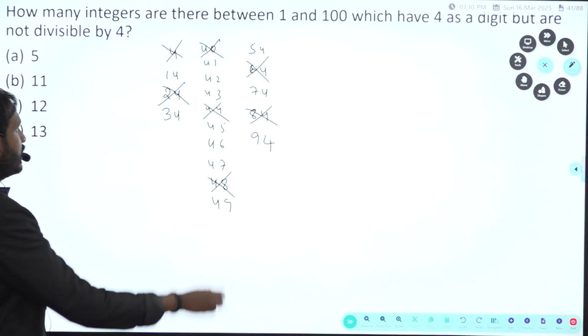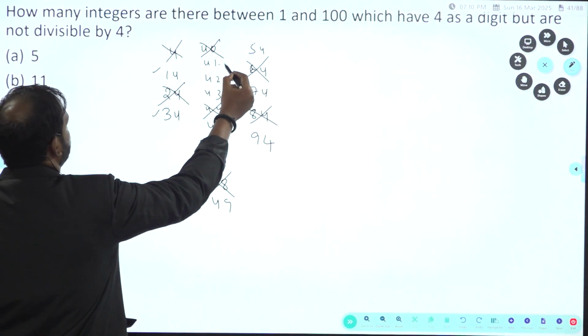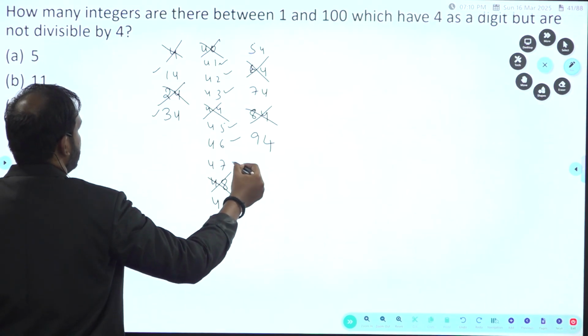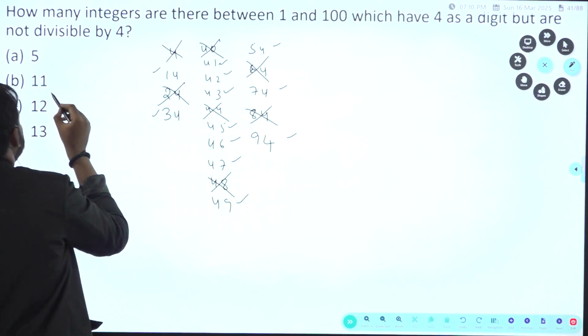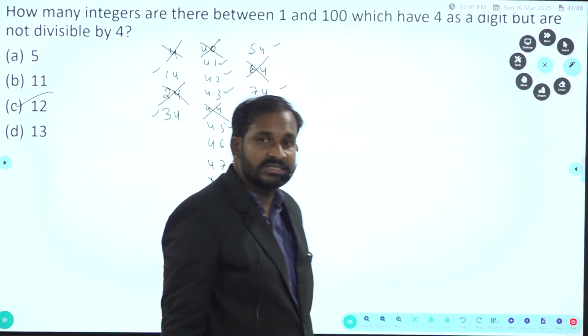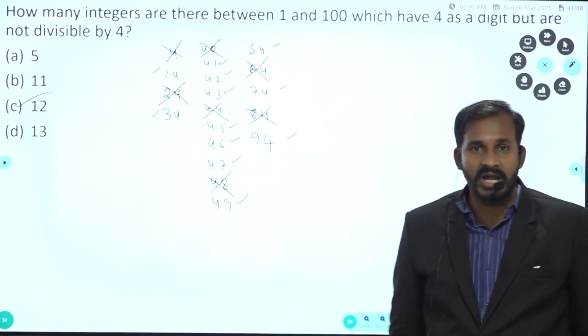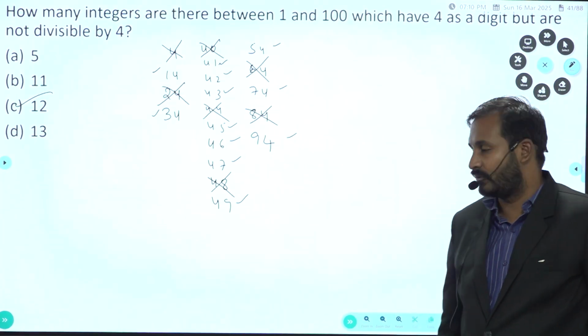So now count the remaining numbers: 1, 2, 3, 4, 5, 6, 7, 8, 9, 10, 11, 12. So my answer here is 12. There are 12 numbers which have 4 as a digit and are not divisible by 4.